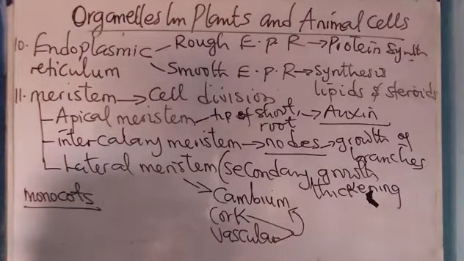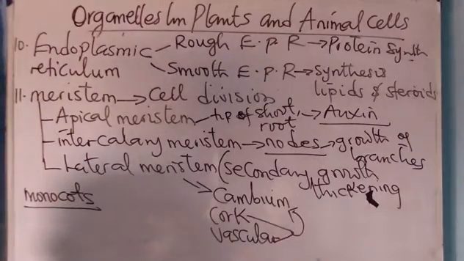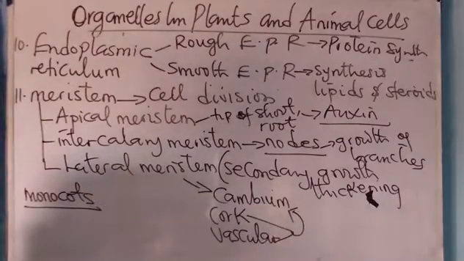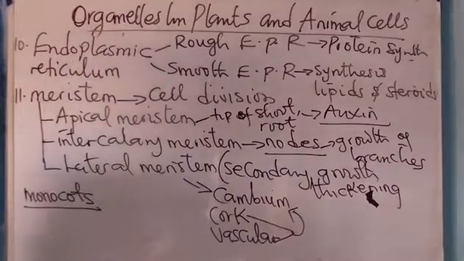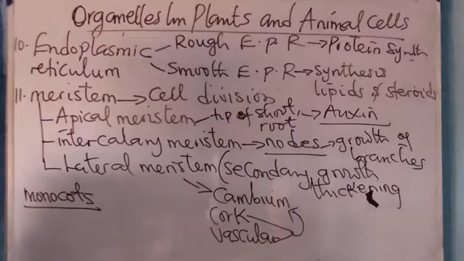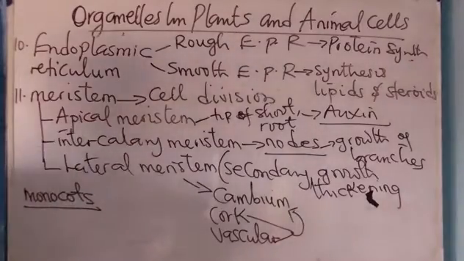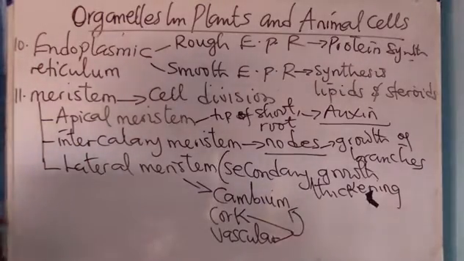And please, vascular bundles in monocots are scattered. They are not well arranged. But in dicots, they are well arranged. Please take note of that. Of course, monocots have parallel venation, but dicots have net venation. Monocot plants have hypogeal germination. The dicot plants have epigeal germination. Okay, that is for that. So I've given us the three types of meristems. Of course, these meristems are found only in plants.